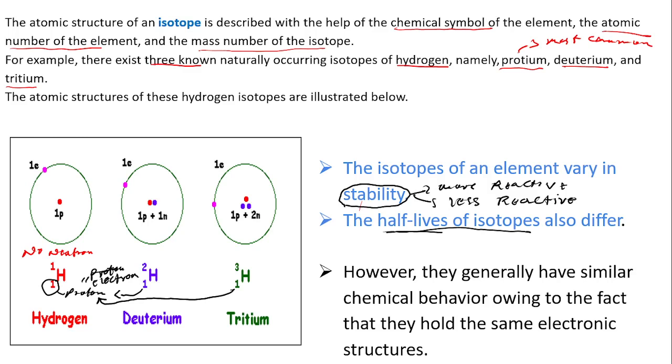If you look at the electron which is moving around there, it is the same: one there, one there, one. This is because the proton number is also constant, and we know that the number of protons is equal to the number of electrons. This is the reason why the chemical behavior of isotopes is almost the same. That's the explanation I can give on that.